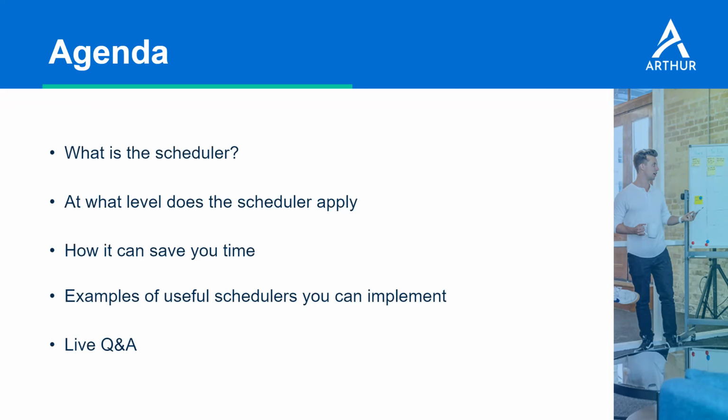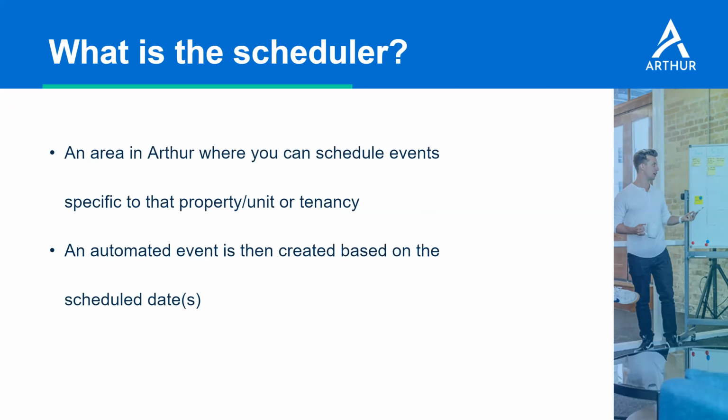So we'll discuss what the scheduler is. The scheduler is an area in Arthur where you can schedule events specific to that property, unit, or tenancy, and how it's different from the automation. In the webinar that we had last month, the automation related to the portfolio with specific conditions, whereas the scheduler can be related to a specific property, unit, or tenancy.